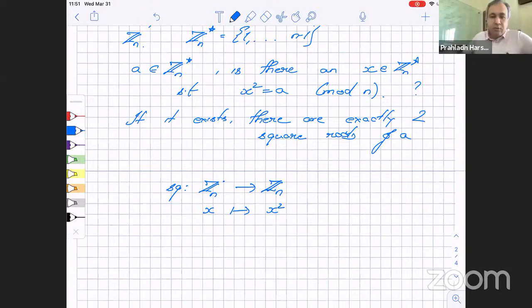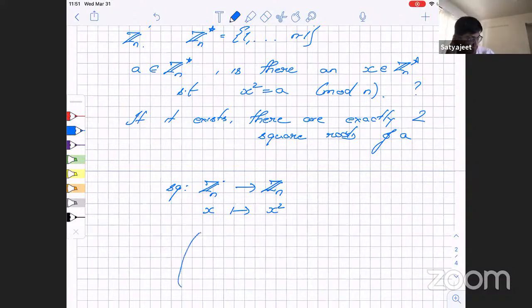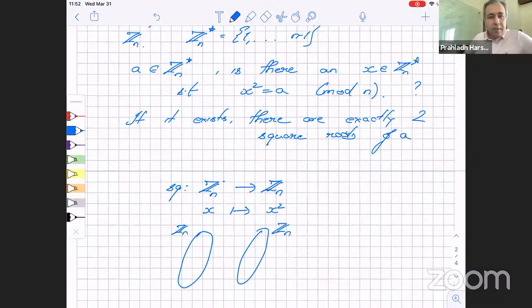So let's look at this map x going to x square. It's taking Zn and mapping it to this. In fact, the image of this is exactly those a's for which there are square roots. Except there is one element, 0, going to 0, and then for everything else there are two guys going to each element. And then there are some guys which have no pre-images.